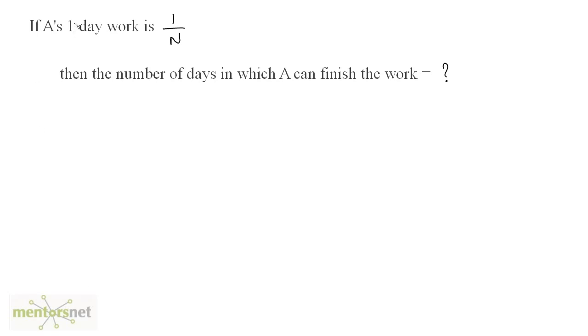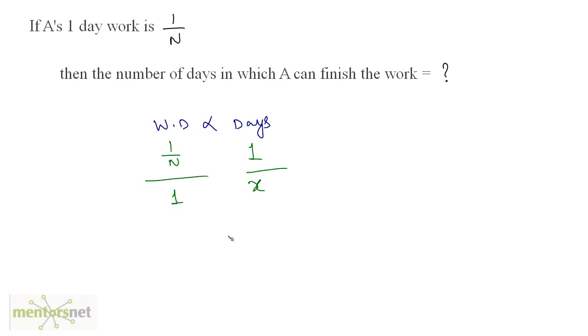If you have been given A's 1 day work as 1 by n, then what is the number of days in which A can finish the work? Now again you have work done and the number of days, and obviously work done is directly proportional to the number of days. So the work done in 1 day is 1 by n, and 1 day. Then you have been asked the number of days in which A can finish the work. So let these number of days be x, and in these days A can finish the work. So the work done is the complete work, and that we always assume as 1.